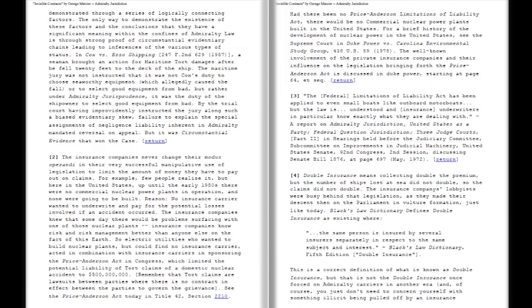The insurance companies knew that someday there would be problems surfacing with one of those nuclear plants. Insurance companies know risk and risk management better than anyone else on the face of this earth. So electric utilities who wanted to build nuclear plants, but could find no insurance carrier, acted in combination with insurance carriers in sponsoring the Price-Anderson Act in Congress, which limited the potential liability of tort claims of a domestic nuclear accident to $500 million.